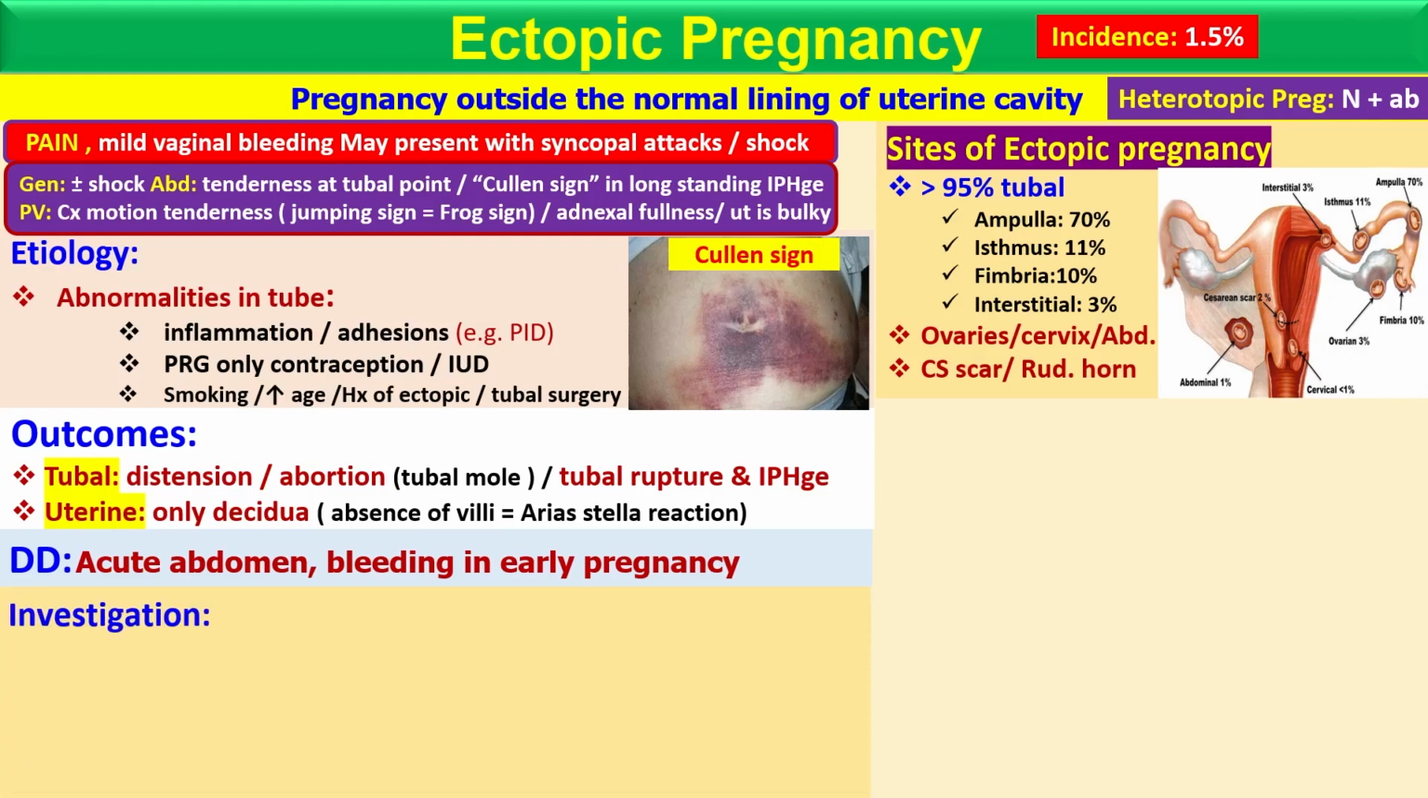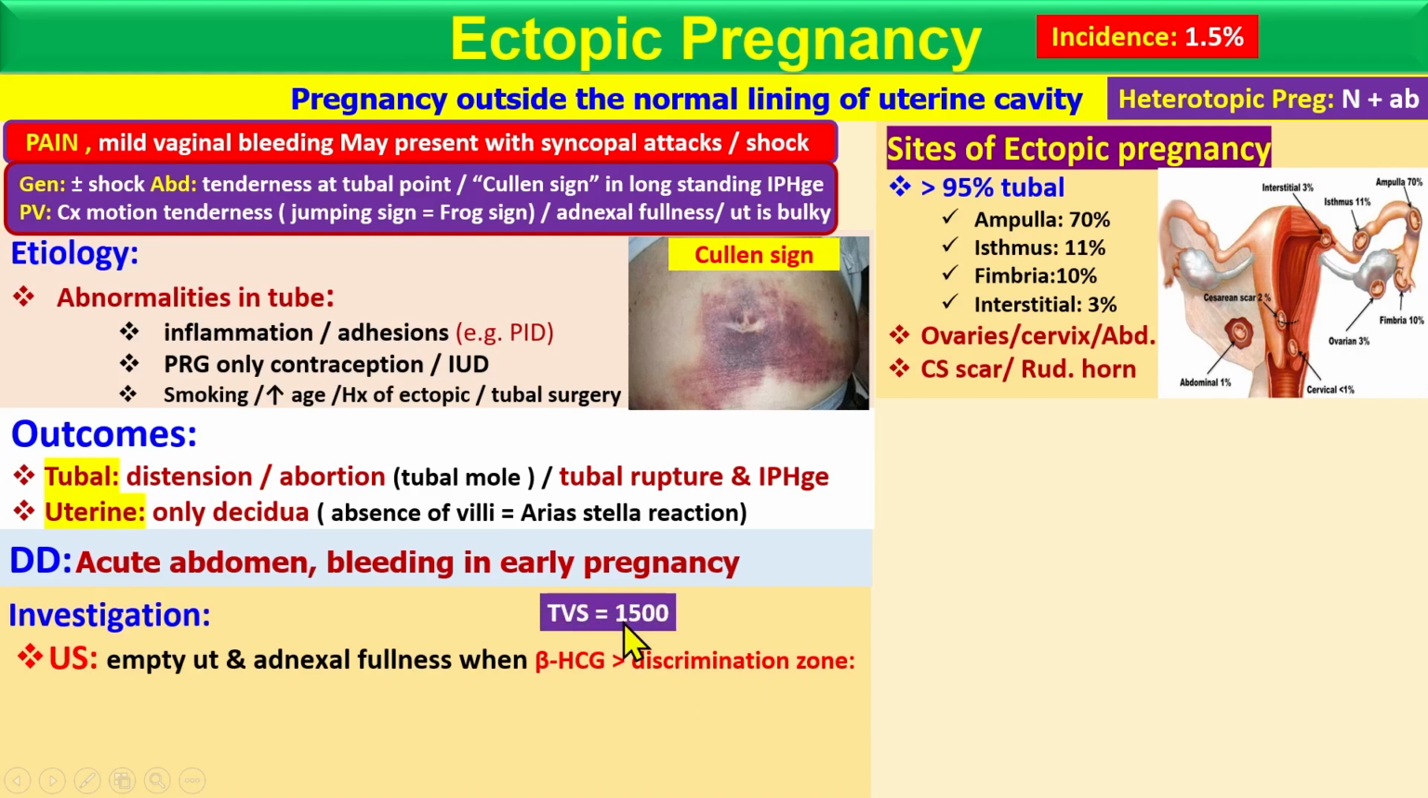What investigation do you do? You go for the ultrasound to find your diagnosis. What you see is an empty uterus. The uterus is empty and there is adnexal fullness. You can appreciate adnexal fullness when the beta hCG level is more than the discrimination zone. What is the discrimination zone? When the beta hCG is more than 1500, you can appreciate it via transvaginal sonography, or you can say ultrasound.